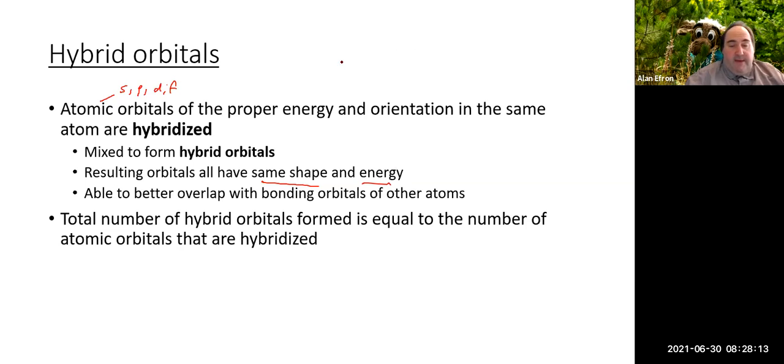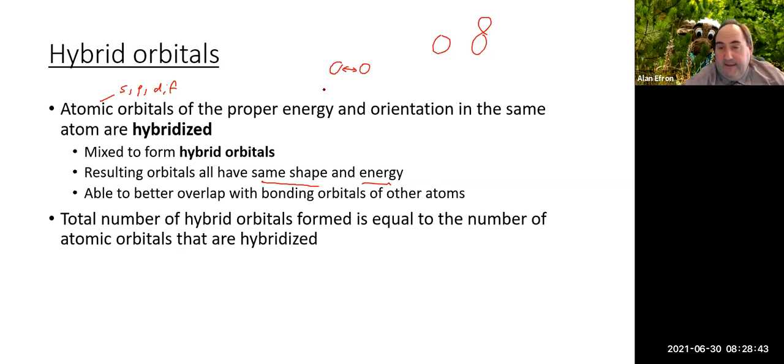I'll draw a really bad shot of it, kind of the same shape, and also kind of the same energy level. And that's going to allow these guys to perhaps come together with a lot better overlap than if we try to take these two guys and stick them together. Now, the total number of hybrid orbitals that we form is equal to the number of atomic orbitals that are hybridized. So what does that mean? Well, it means sort of like this.